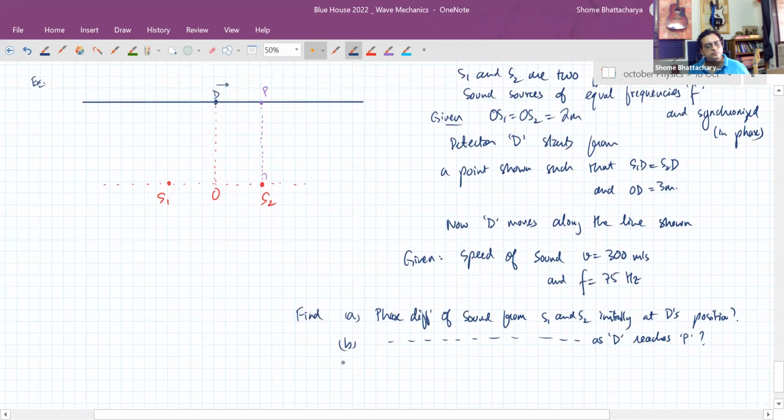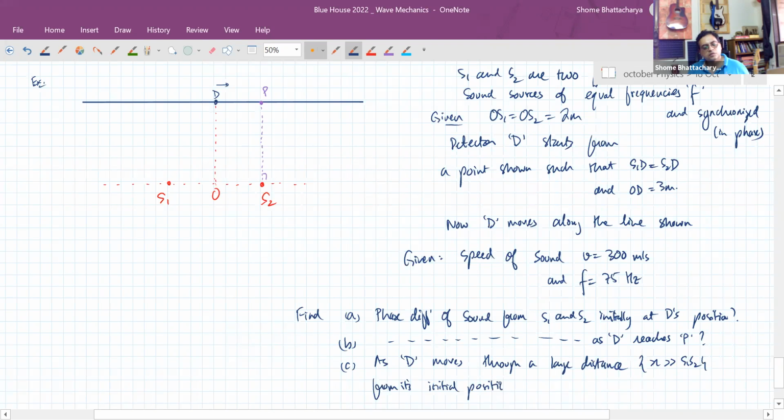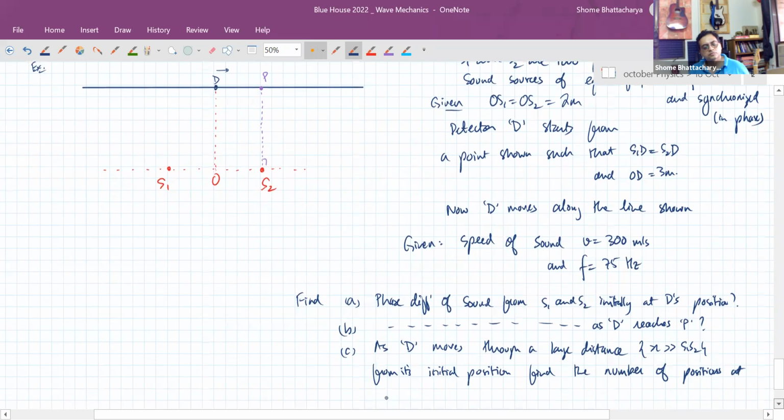And finally, as D moves to a large distance, X is very much larger than the distance of S1, S2. So as it moves to a large distance from its initial position, find the number of positions at which it experiences constructive and destructive interference.